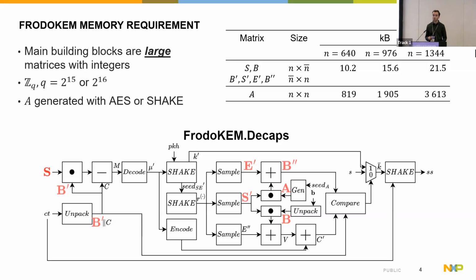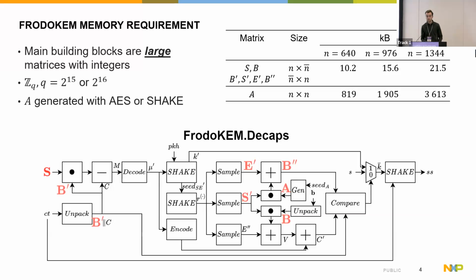Here n bar is always equal to 8, while n depends on the parameter set. So we have 3 parameter sets, and even for the smallest one, n is 640, and we see that already a single matrix takes 10 kilobytes to store. And if you go up to the higher parameter sets, so for n is 1344, a single matrix is already 21 kilobytes large.